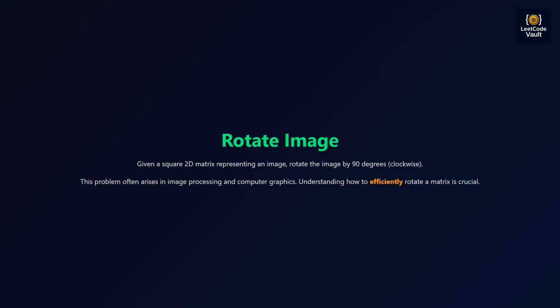Think of it like taking a picture on your phone and rotating it to the right. We're not allowed to create a new matrix. We have to modify the existing one in place. This in-place modification constraint adds a layer of complexity. So we'll dive into various approaches to tackle this challenge efficiently and effectively. Let's get started.